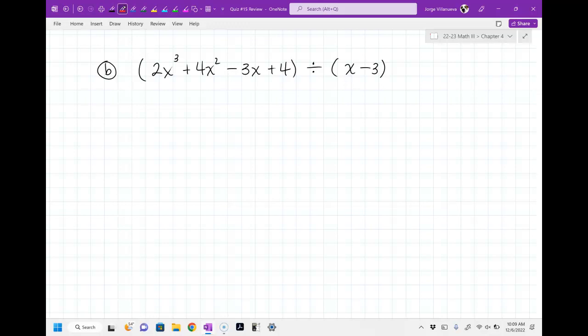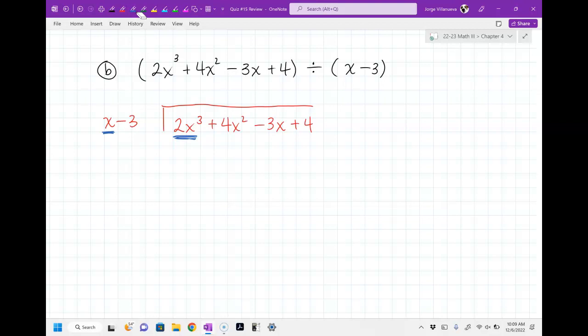When you do your long division in third grade, it's the same thing we're going to do here. Okay? So 2x cubed plus 4x squared minus 3x plus 4. And that goes, like I said yesterday, in the house, right? That's usually the way they refer to it. And then outside, you're going to put your x minus 3. Now, you have to ask yourself, x and 2x cubed. How do I make x into 2x cubed? What do I multiply it by?